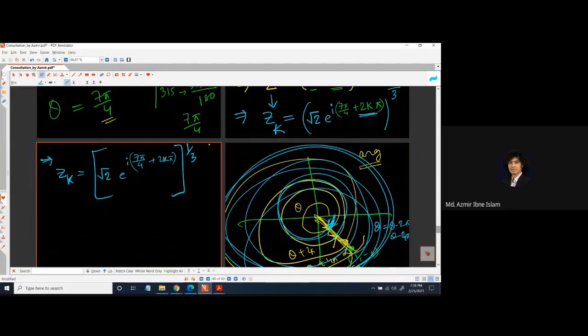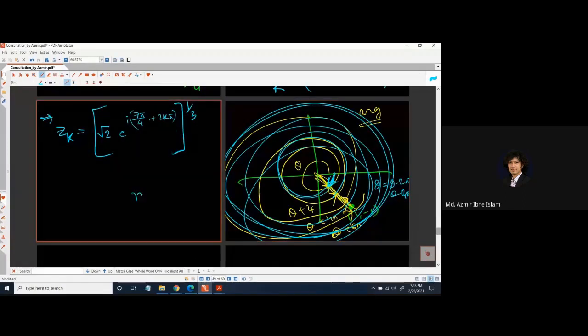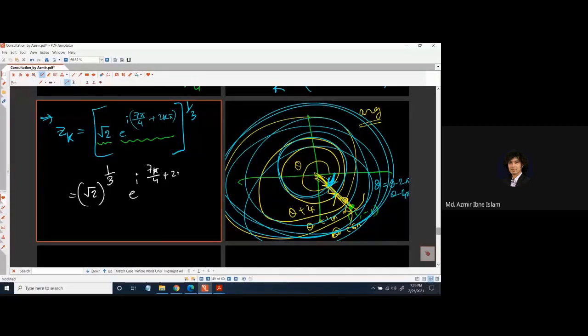to the power 1 over 3. And now you know that if we have (ab) to the power m, then we can write a to the power m times b to the power m. So this identity can be applied. Already 80% of the task is done. So this is, let's say, a and this is b. So here we can write root 2 to the power 1 by 3 times e to the power i (7 pi by 4 plus 2k pi) with power 1 by 3.